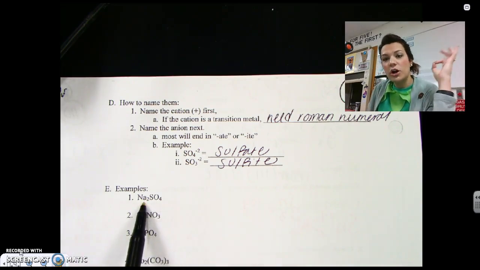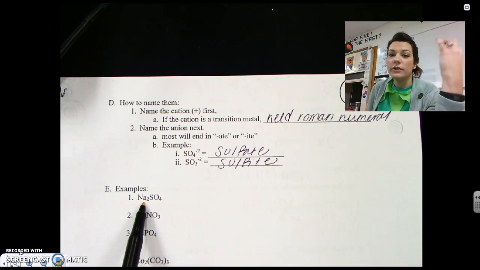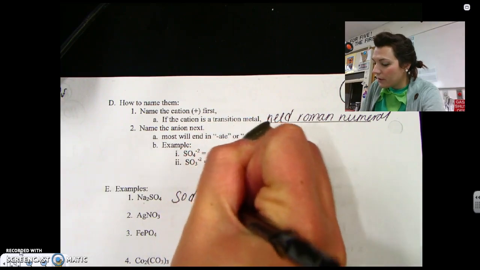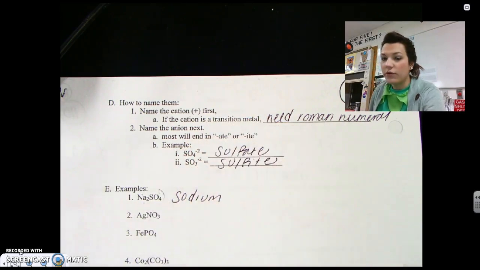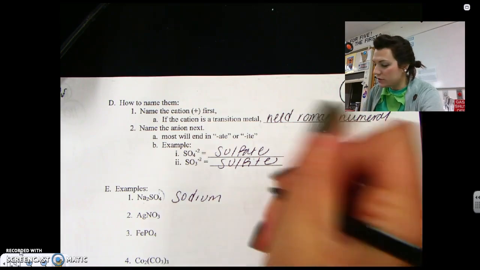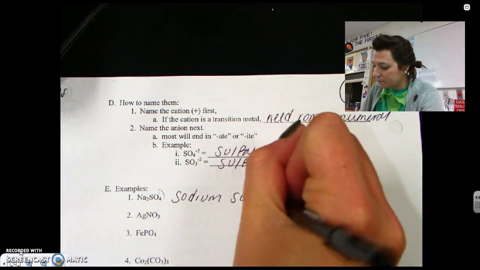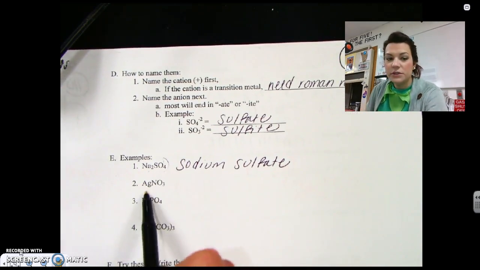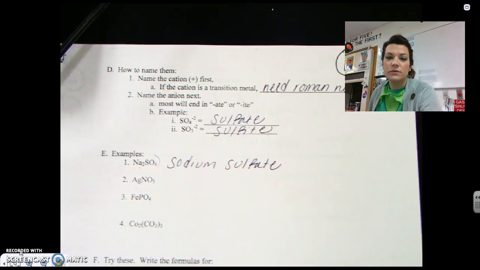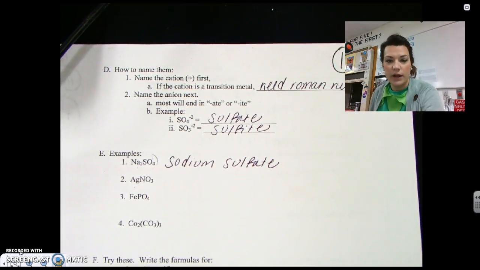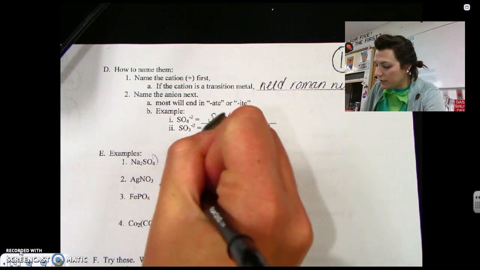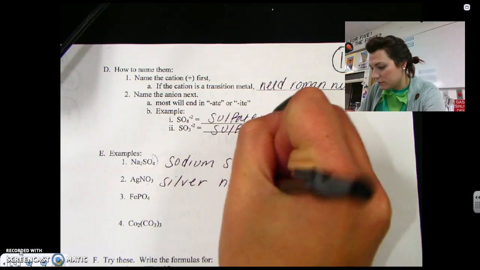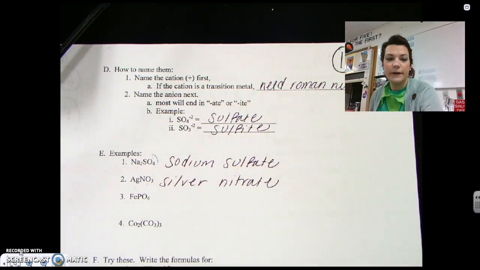Sodium, is it an always charge or wishy-washy charge? It's an always charge, it's always +1. Therefore, I can write sodium, and then you need to know that SO4 is sulfate, so this would be sodium sulfate. Okay? Silver, always or wishy-washy? Silver's an always, that's one of those +1 charges that I need you to have memorized. So this is going to be silver. NO3 is nitrate. So it would be silver nitrate.